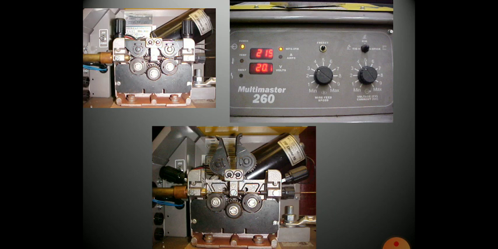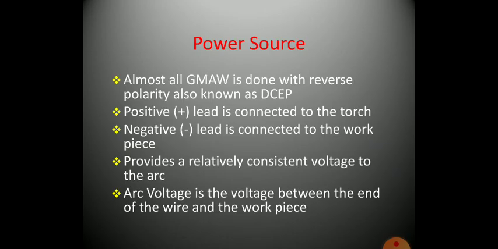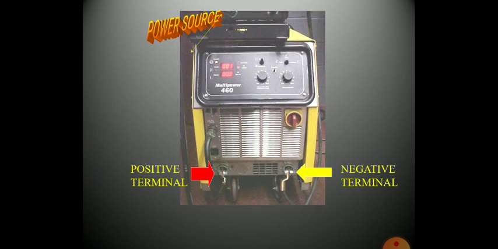These are the power sources mostly used in GMAW, with reverse polarity, direct current electrode positive, leading to the torch, and leading to the workpiece negative, providing a consistent voltage to the arc, the voltage between the end of the wire and the workpiece. These are the negative and positive terminals.